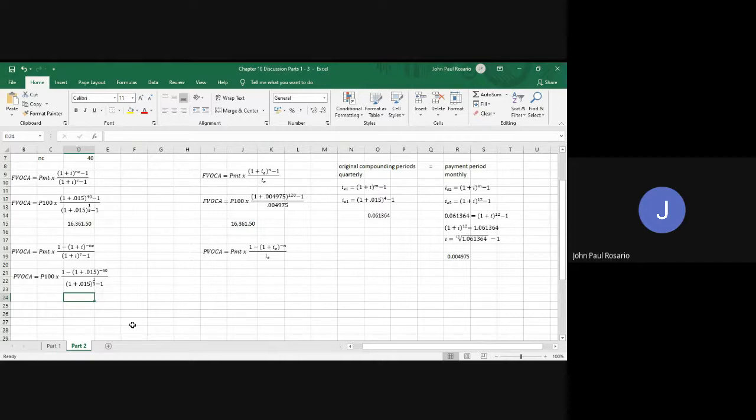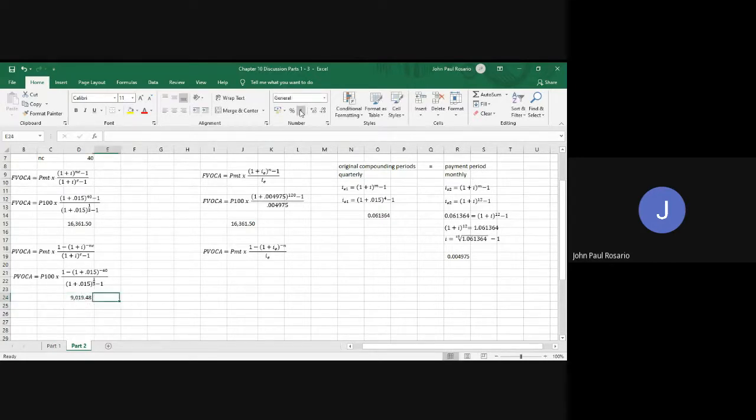100 times 1 less 1.015 raised to the power of negative 40 over 1 plus 0.015 raised to the power of 1 over 3, and then you deduct 1. Okay, so you should get 9,019.48.